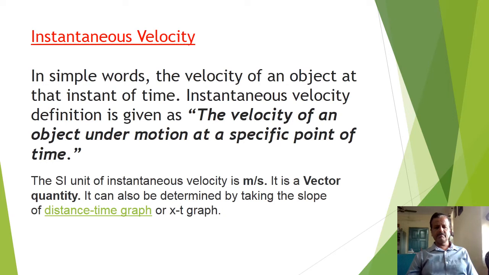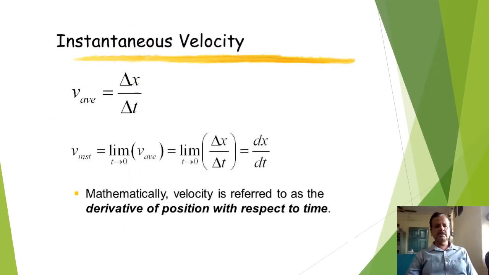Of course, it is also measured in meter per second, and the instantaneous velocity can be understood using a mathematical quantity. Before we learn instantaneous velocity, let us recall what is average velocity. Average velocity is delta x by delta t, where delta x represents change in position and delta t represents change in time for that change in position. That ratio gives you total displacement divided by total time taken.